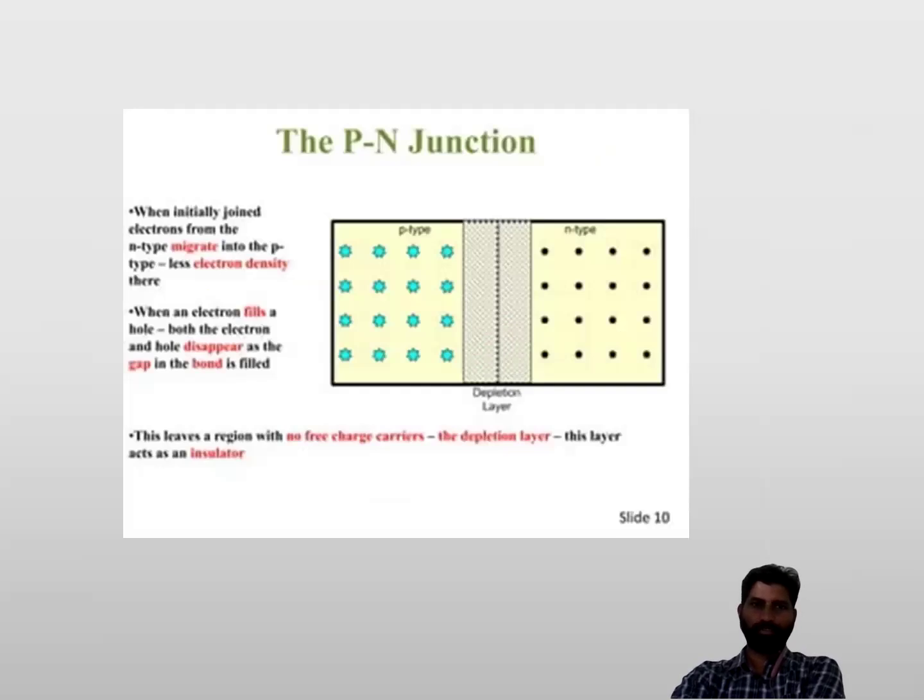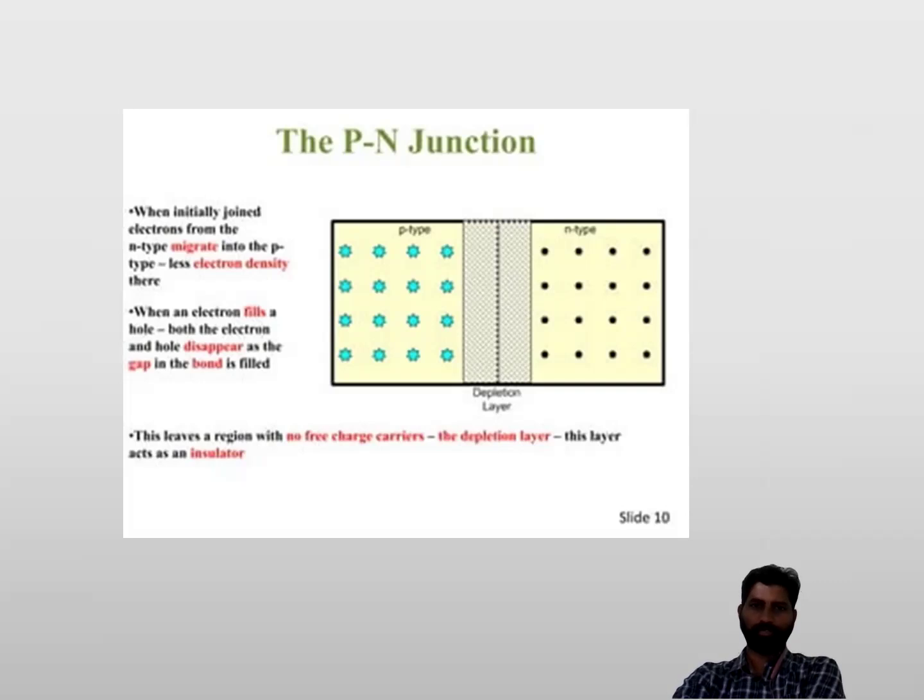Initially, when the P-type and N-type are joined, electrons from the N-type migrate into the P-type material, where the electron density is lower. When an electron meets a hole, both disappear, and the bond is filled. So the depletion layer acts like an insulating layer, as it consists of an electric field in this depletion layer.